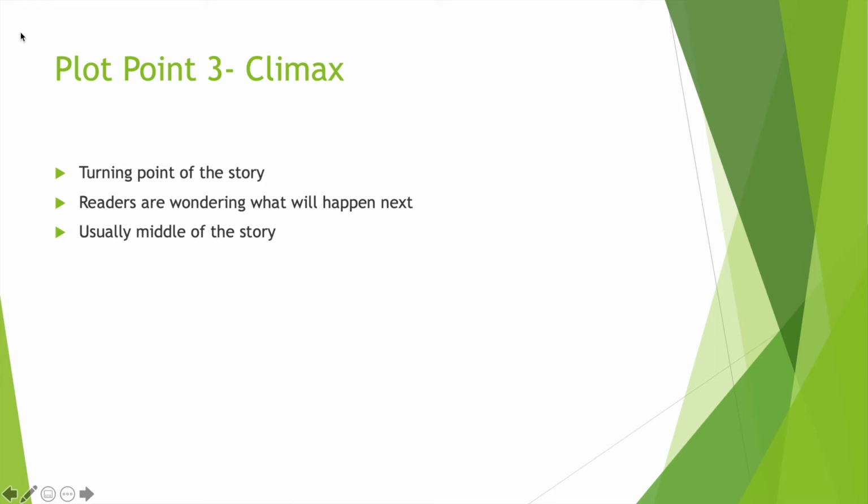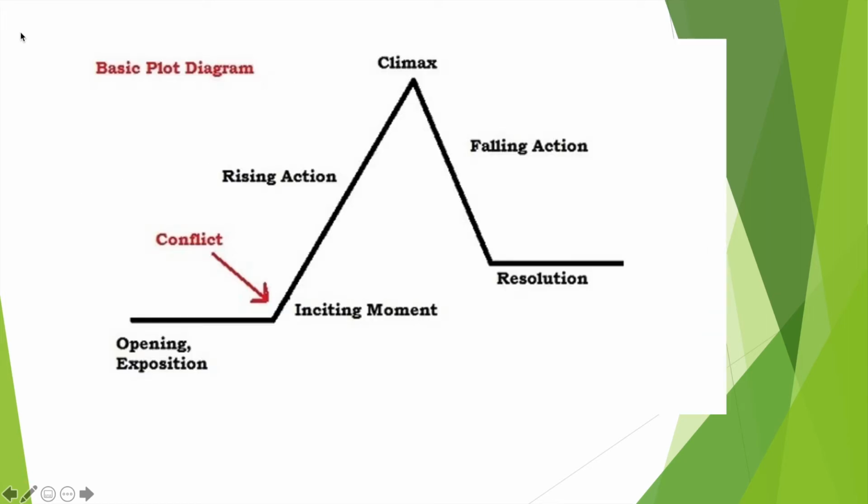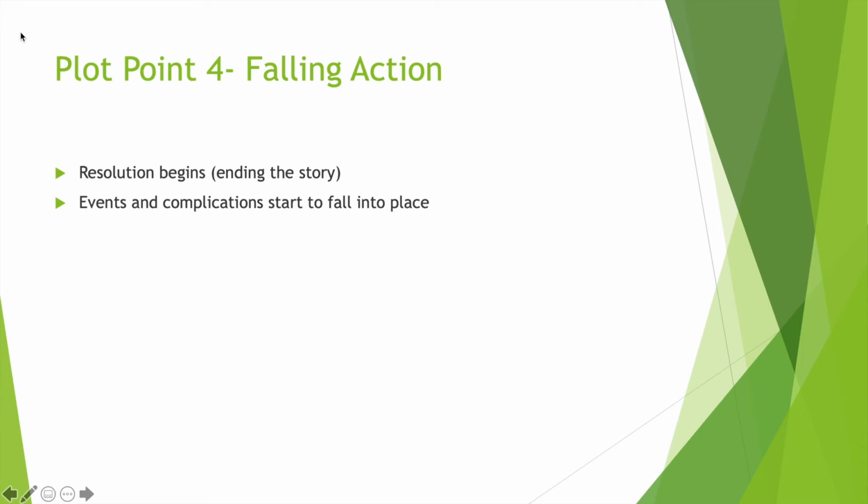Plot point 3 is our climax. It's the turning point of the story. Readers are wondering what will happen next, and it's usually the middle of the story. So this is really the most interesting part when you're reading a book. So there's our climax, which is at the very, very tippy top of our mountain, which is like the middle of the book. Then our point 4 is our falling action, which is where the resolution, like conclusion, starts to begin.